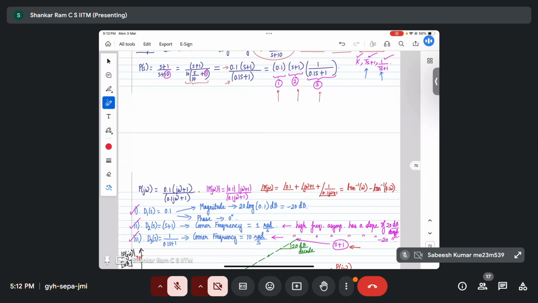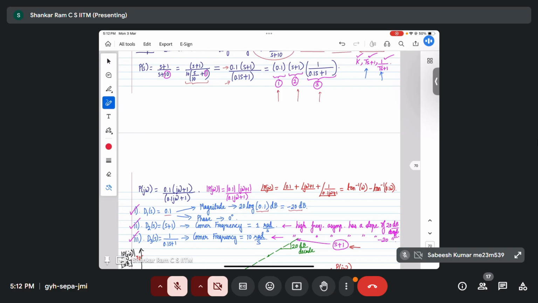Okay, so now please help me with the calculations. Okay, so already the calculations are before us. We are just going to recap that, right? So let's say the first factor is 0.1. If I take the magnitude of 0.1, it's a constant, right? So we take 20 log of 0.1 decibels. Log of 0.1 is minus 1. So we get the magnitude to be minus 20.